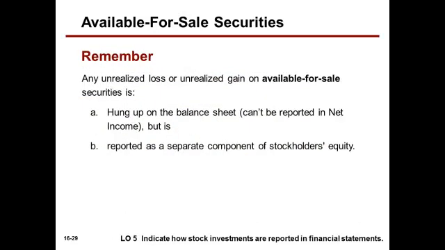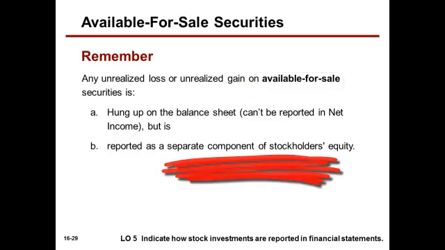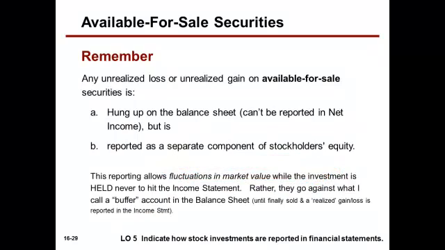So let's remember, any unrealized loss or unrealized gain on available for sale securities is hung up on the balance sheet. It can't be reported in the net income statement, but is reported as a separate component of stockholders' equity. This reporting allows fluctuations in market value while the investment is held never to hit the income statement. Rather, they go against what I call a buffer account in the balance sheet until they're finally sold and a realized gain or loss is reported in the income statement.